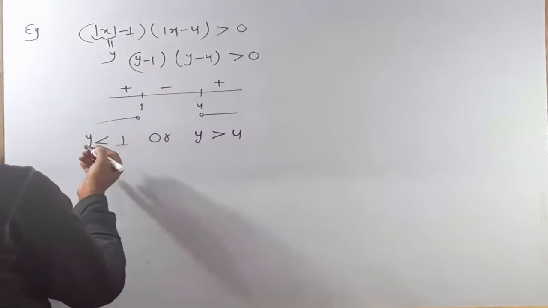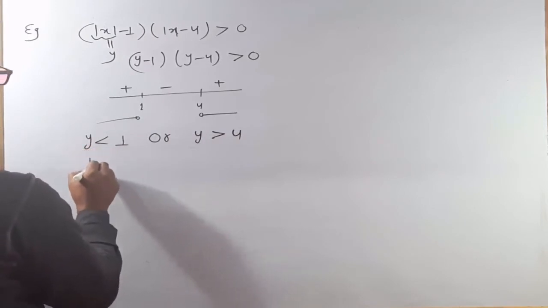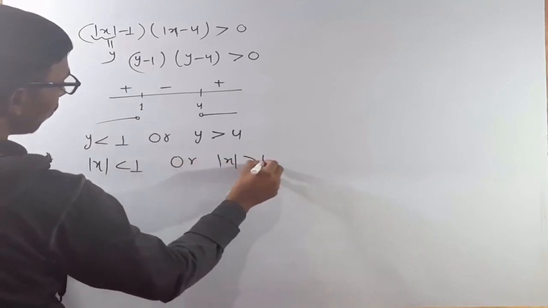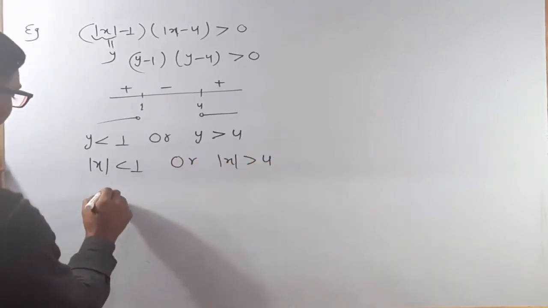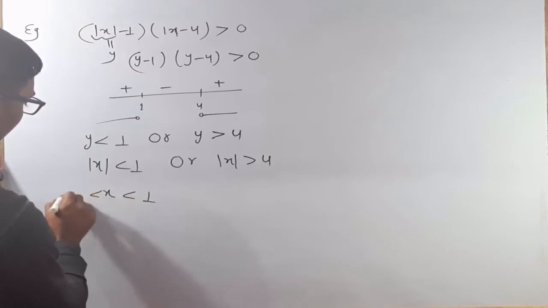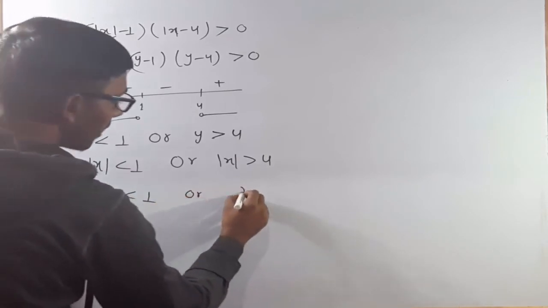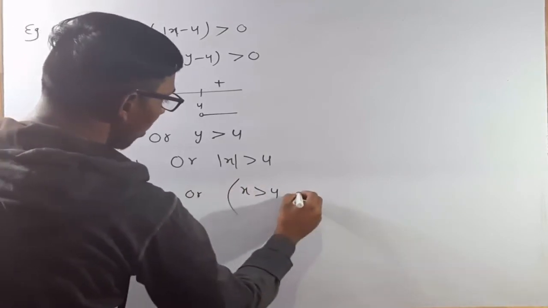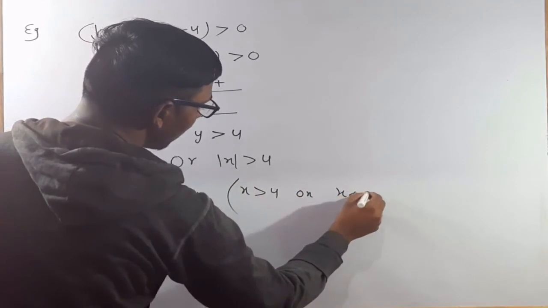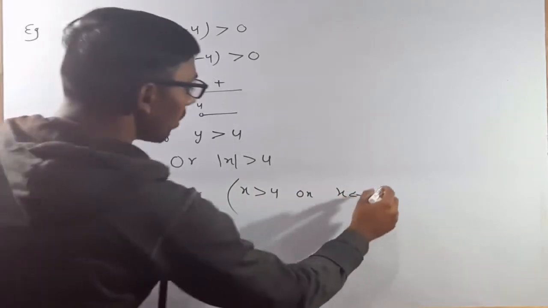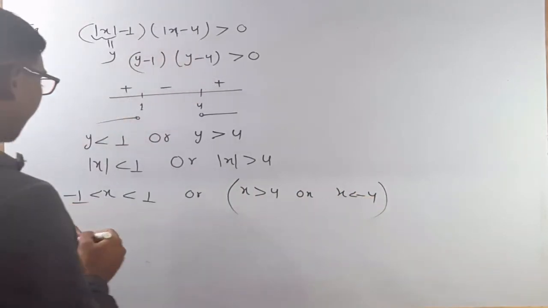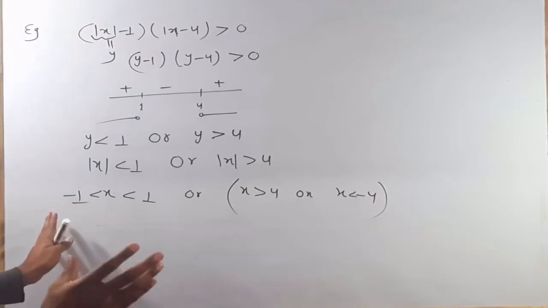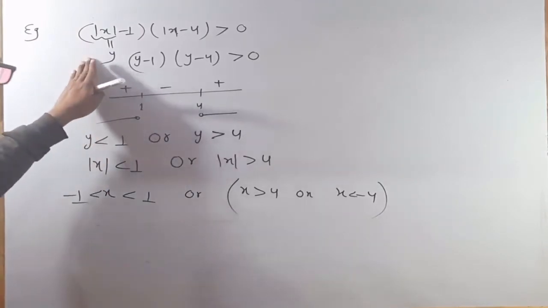We will substitute the value of y as mod of x less than 1 or modulus of x greater than 4. We will use the property that modulus of x less than 1 means x is greater than -1 and less than 1, or x greater than 4 or x less than -4. We can expand these properties; I have already given you the properties. Now we are going to collect all the values of x for which this inequality is satisfied.